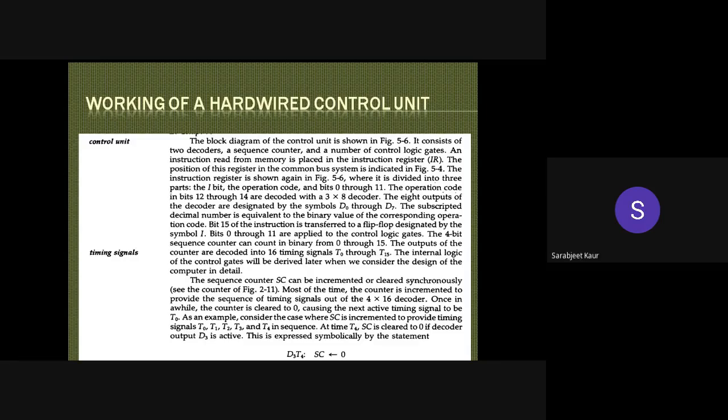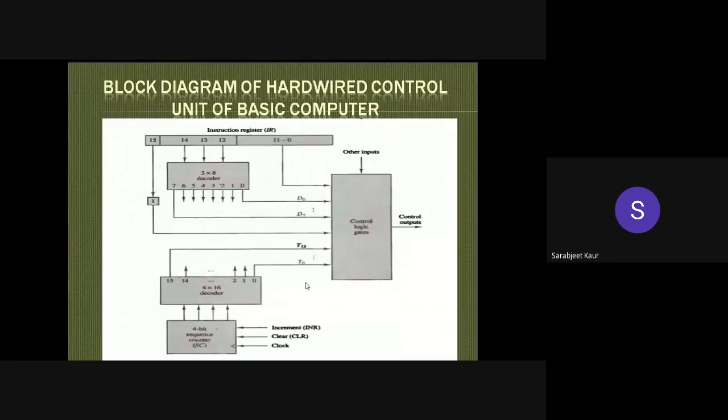So as I told you, in between, if for some reason we want to set the timing signal to 0 again, then we use the clear input. Now you will see in the next class onwards, we will be looking at the implementation of the different instructions that I said at the beginning of the class. You will be performing those in the CPU sim.